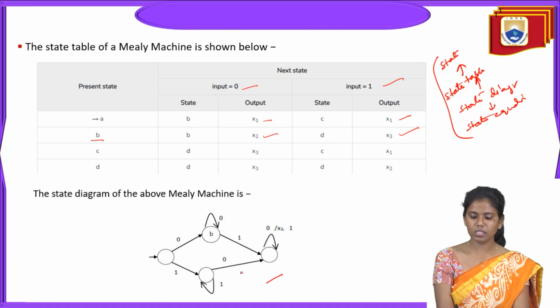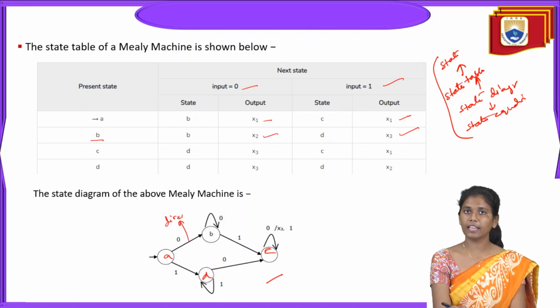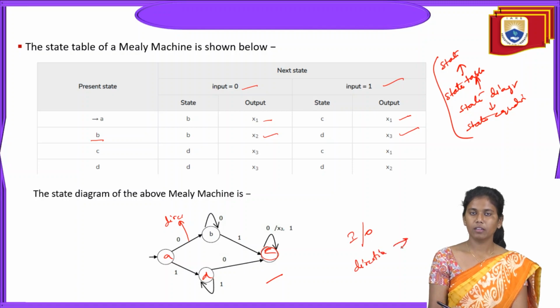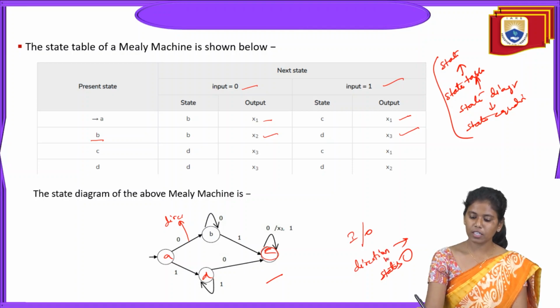So these are my 4 states, A, B, C and D. And here we can see the direction lines. Each state diagram consists of states represented in circles, direction lines, and also input and output. So states are represented in circles, with direction lines, input, and as well as the output.